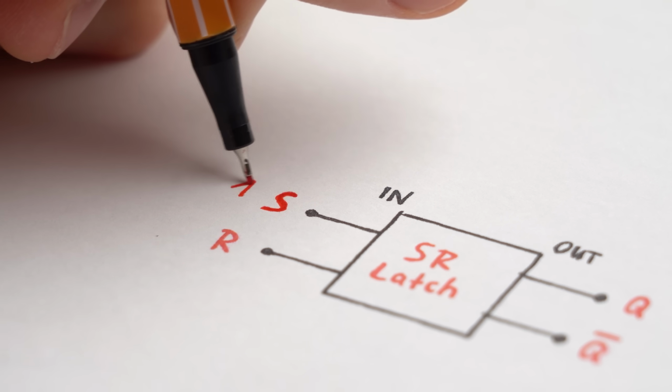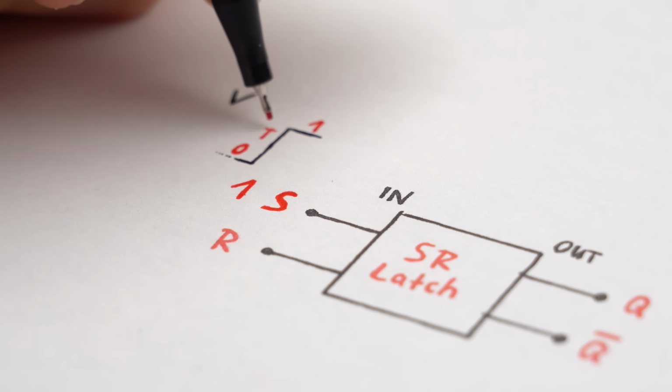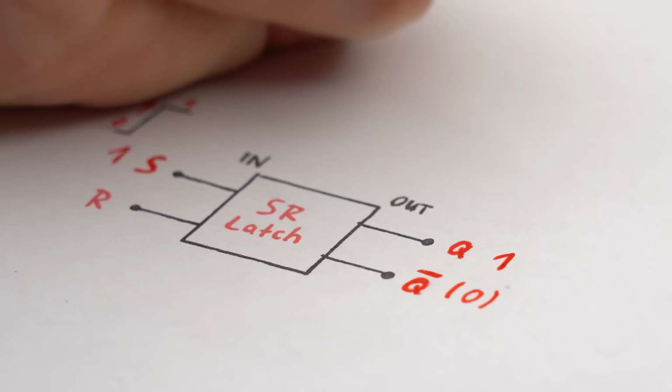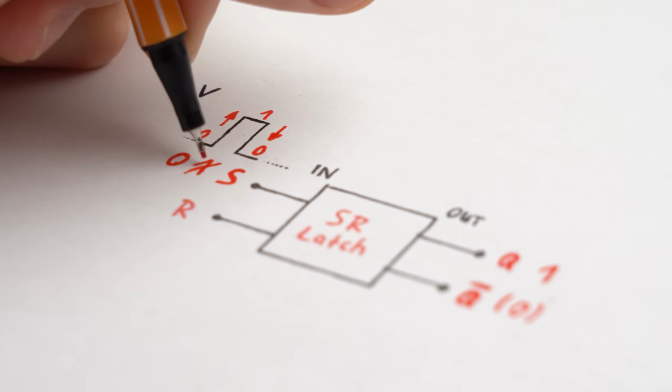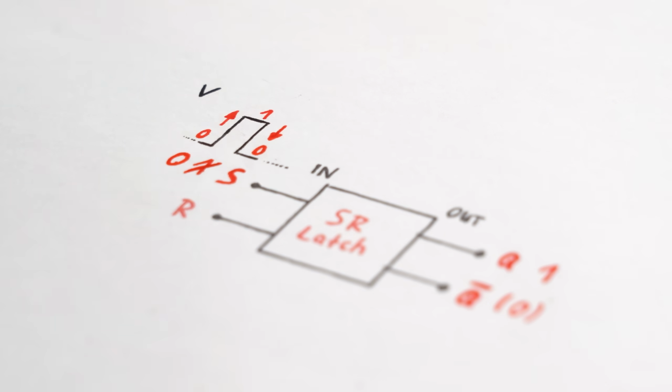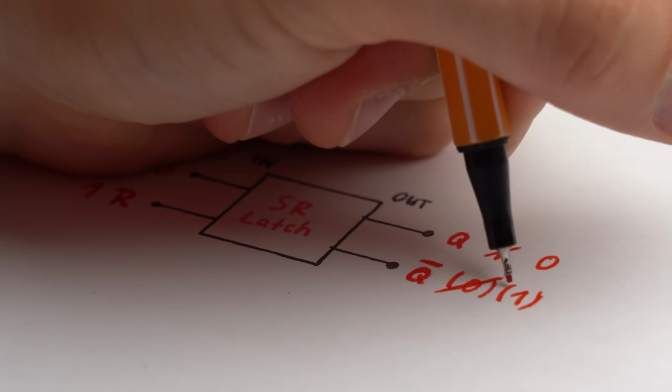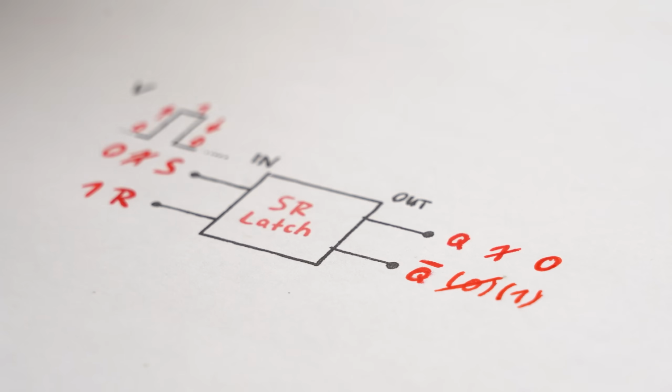So by applying a 1 to the set input, aka a high voltage, the output shoots up to 1 as well, and latches in that state even when the set input goes back to 0. But as soon as reset shoots up to 1, the output obviously gets reset and returns back to 0.